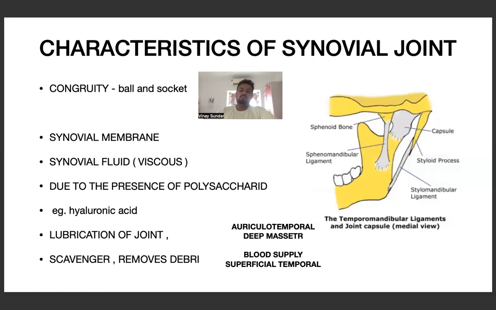So the auriculotemporal nerve and the deep masseteric nerve are the ones related to the temporomandibular joint, where the blood supply is the superficial temporal artery. So these are some of the ligaments which have a check on the movements of the temporomandibular joint. This is the sphenomandibular ligament and the stylomandibular ligament. So the sphenomandibular is from the sphenoid, and the stylomandibular is attached from the styloid process. Okay, and this is the capsular ligament.